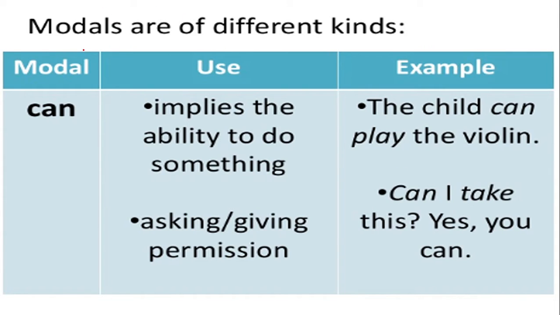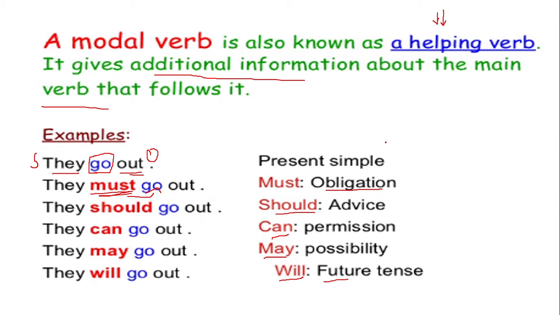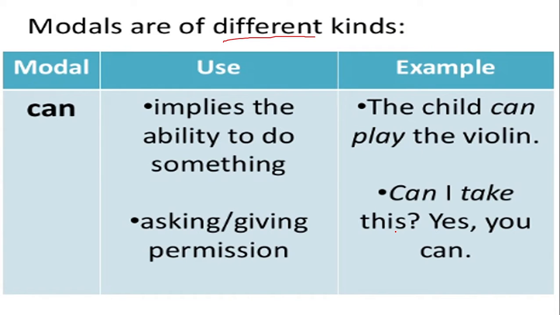Now, as I told you, there are a lot of modals of different kinds. What are the kinds that we learned here? The obligation, the advice, the permission, the possibility, and the future tense. On the basis of these, there are different types of modals.